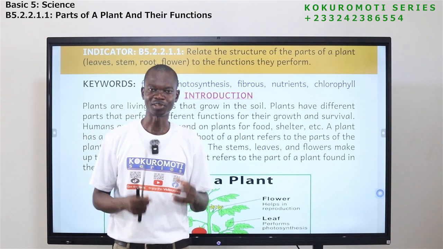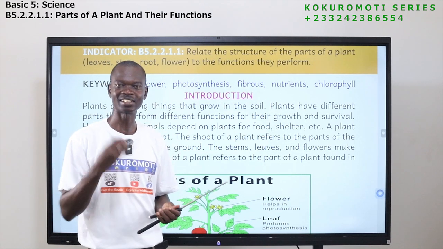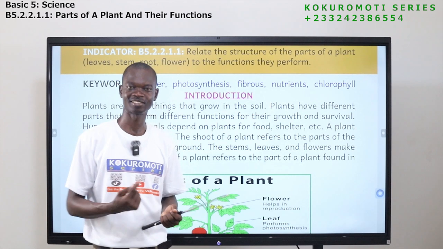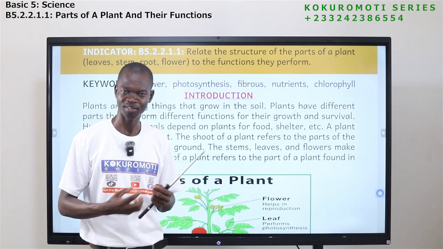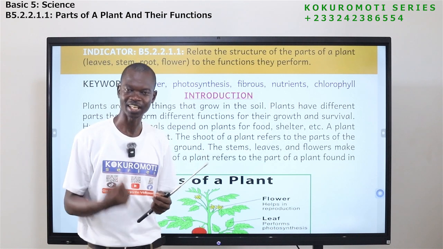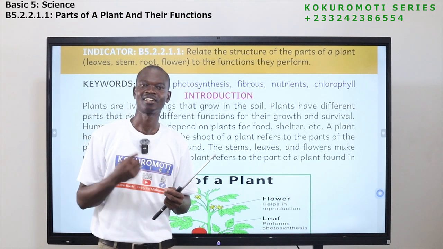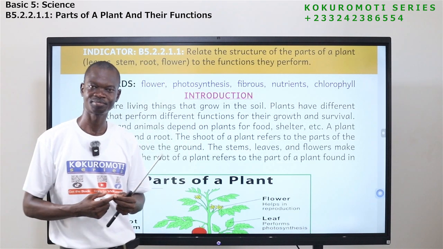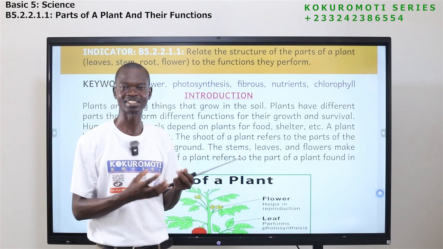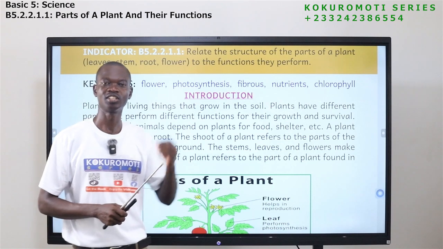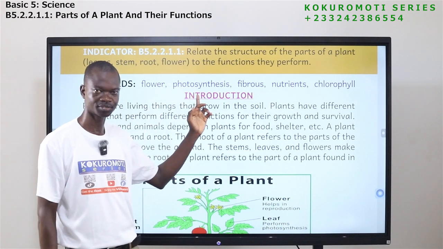So for you to understand it well, when plants are preparing their food, the things they use are the sunlight, and water from the soil. They also use air. The air that they use is carbon dioxide. They take in carbon dioxide. So these three things are the major things the plants use to make their own food. That process is called photosynthesis.